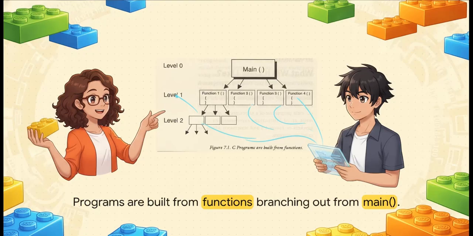All programs are built from functions branching out. At level 0, right at the very top, we have our main function, our starting point. But instead of cramming thousands of instructions into main, it branches out. Main might call function 1, 2, 3, and 4 at level 1, and then those can call even more functions down at level 2. The entire program is really just a beautifully organized collection of these functional Lego blocks passing control back and forth.